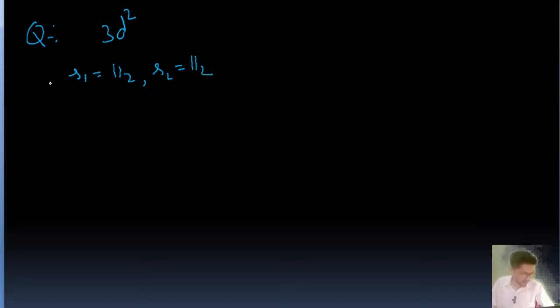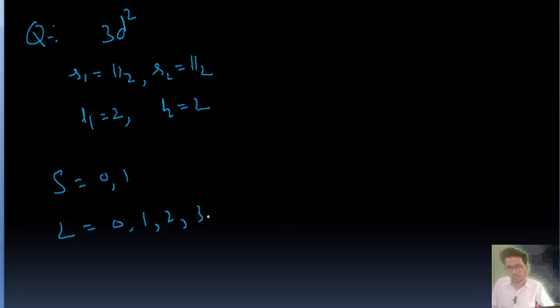Next question I'm going to solve. This is for 3D2. These are equivalent electrons, right? S1 equal to half, S2 equal to half, and L1 equal to 2, L2 equal to 2. So I'll write directly now. S value is going to be 0, 1, and L values are going to be 2 to 4, that is 0, 1, 2, 3, and 4.